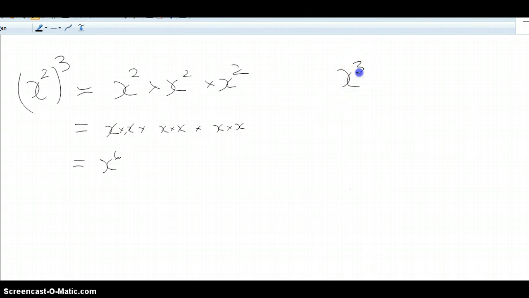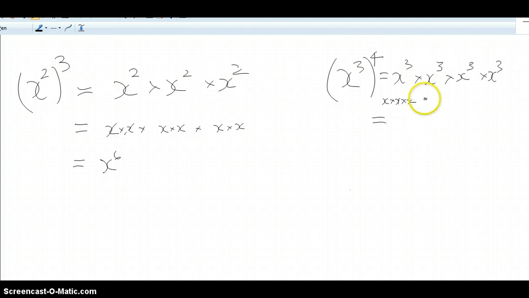Increasing the powers, x cubed to the power 4. I'll ask you to think, what does to the power 4 mean? It means multiplying it by itself 4 times. So it writes x cubed multiplied by x cubed multiplied by x cubed multiplied by x cubed. In your mind's eye, you will see this as x times x times x, and there happens to be 12 x's multiplying by themselves.